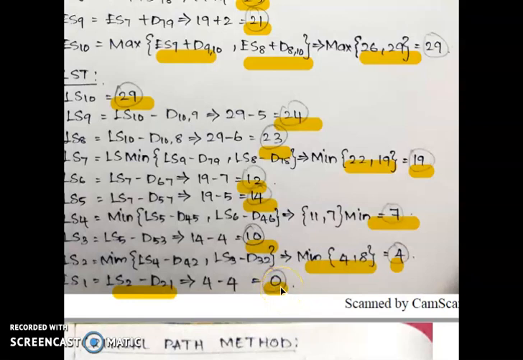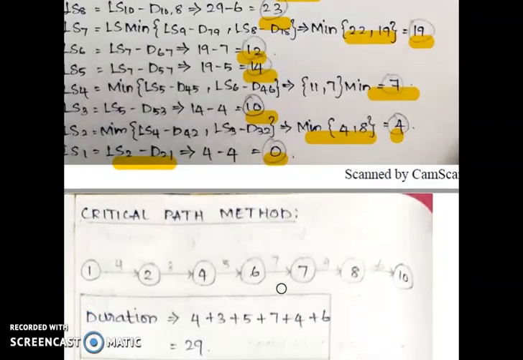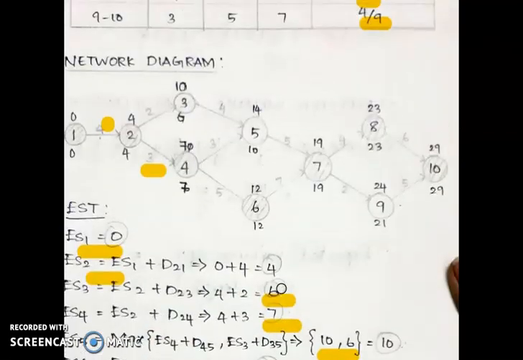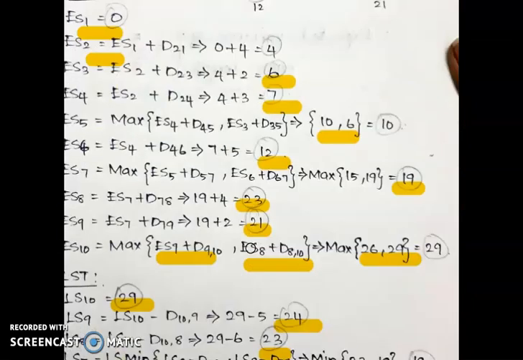So we need to find the critical path method. What is the critical path? We should mention all the values on the critical path. All the same values will be here. 0 is there.